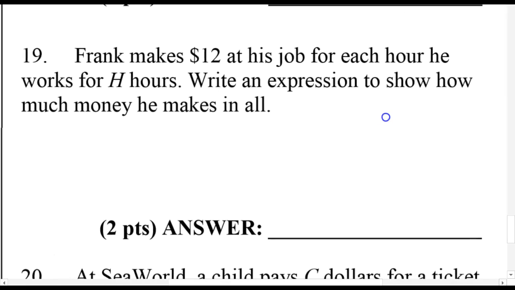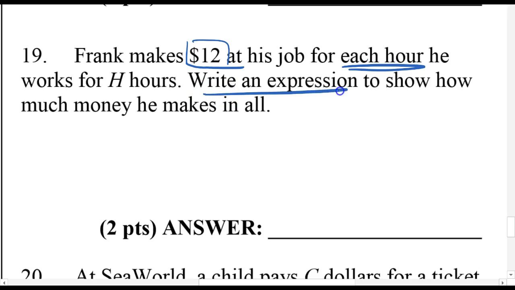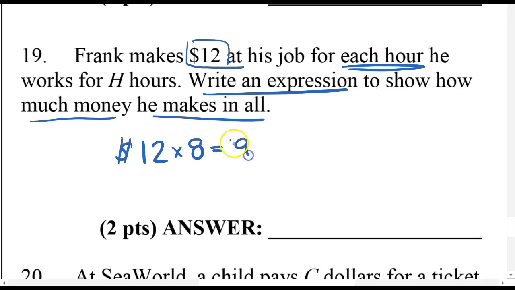Frank makes $12 at his job for each hour he works for 8 hours. Okay, so he makes $12 for each hour. So basically like $12 an hour. Write an expression to show how much he makes. All right. Well, he makes $12 each hour. So let's just say he worked 8 hours. To figure out how much he made, we would do 12 times 8. And that would tell us, okay, he worked 8 hours, he got $96.